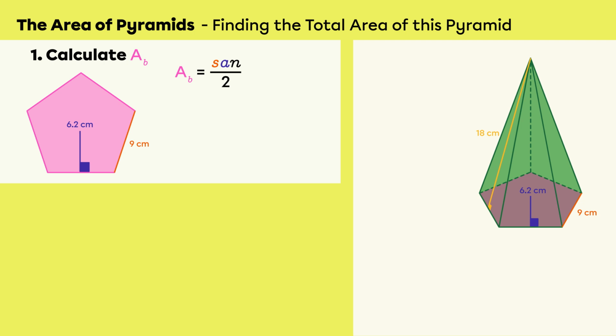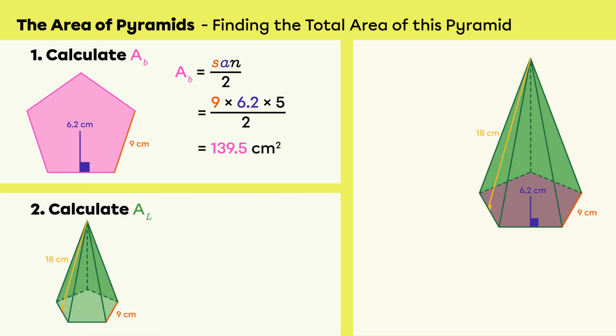Remember that S is the length of one side, A is the length of the pentagon's apothem, and N is the number of sides. Now replace the variables in the formula with the values from the problem and calculate the result. The area of the base is 139.5 centimeters squared. Remember, area is calculated in square units such as centimeters squared, meters squared, or millimeters squared.